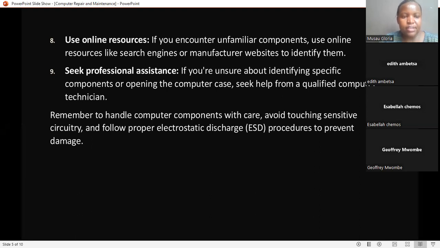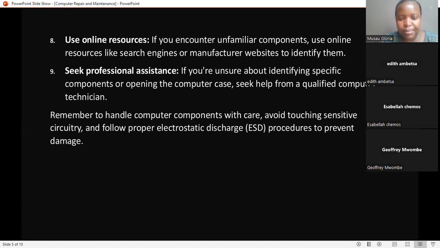Then after that, you can seek professional assistance. If you are unsure about identifying a specific component or opening the computer case, you can always seek help from a qualified computer technician.